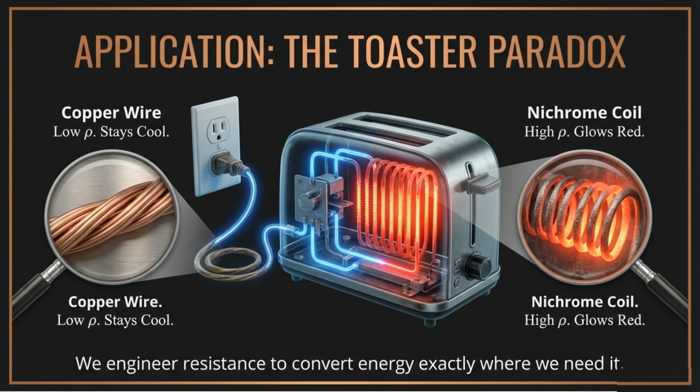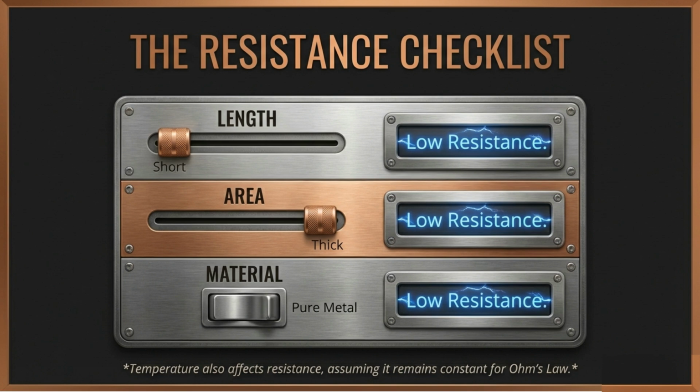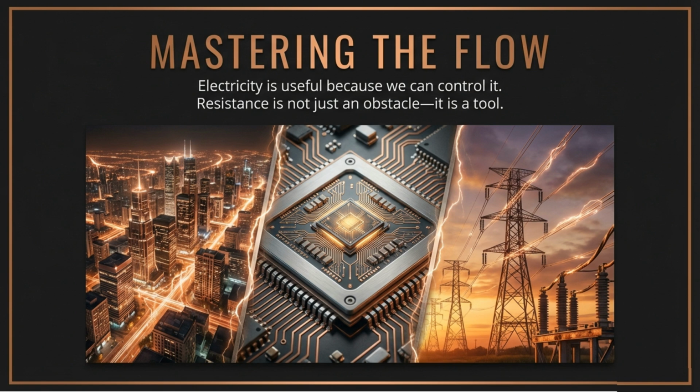We engineer resistance to convert energy where needed. For low resistance, we want a short length, a thick area, and a pure metal material. Remember, temperature also affects resistance, though it's assumed constant for Ohm's law. Mastering the flow means understanding that electricity is useful because we can control it. Resistance is not merely an obstacle. It is a tool for modern technology.